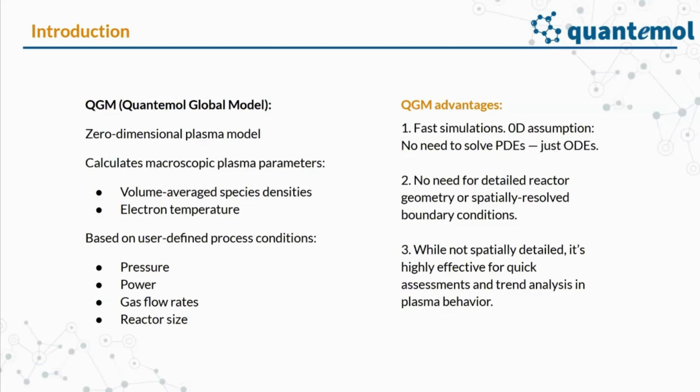It's a 0D model, so it's fast. It solves only ordinary differential equations, so no partial differential equations are involved. So it's much faster than spatial models. Second, it's very simple and intuitive, so there's no need for detailed reactor geometry or special boundary conditions, just simple process conditions. And finally, it's not meant for detailed modeling, but it can still be very effective for quick assessments and for general exploration of trends in plasma behavior.